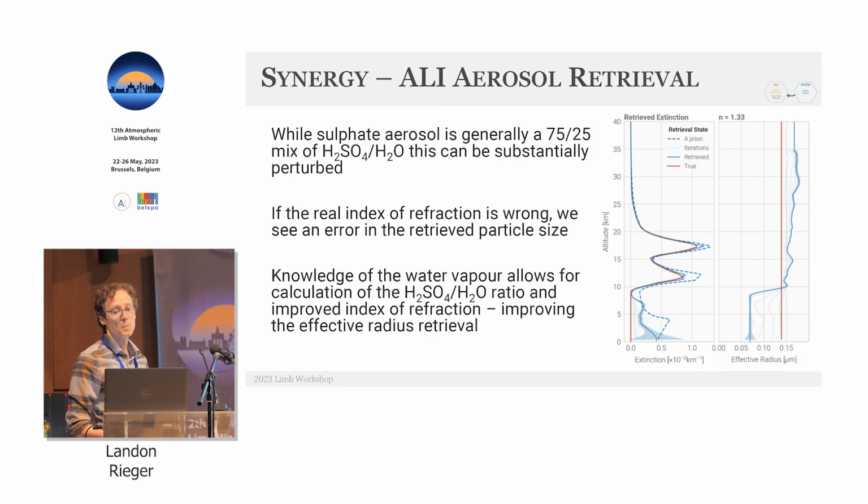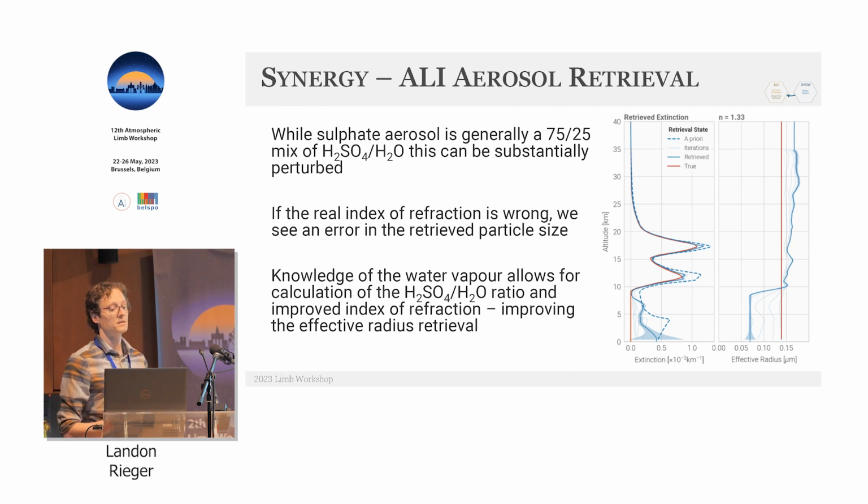And the first one here was alluded to nicely by Chris Boone yesterday, where for the aerosol retrieval from LE, we have to assume the index of refraction of the aerosol particles. And in background conditions, these are typically sulfates, so they're pretty well characterized by a 75-25 mix of H2SO4 and water. But this can be pretty substantially perturbed under certain conditions. So after a large forest fire, or more recently Hunga Tonga, these both injected a lot of water vapor into the stratosphere, and so this 75-25 mix probably doesn't hold so well in those cases.